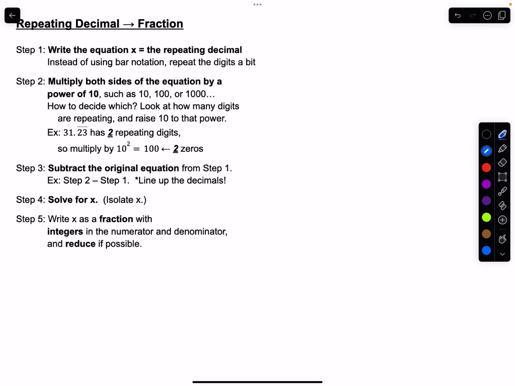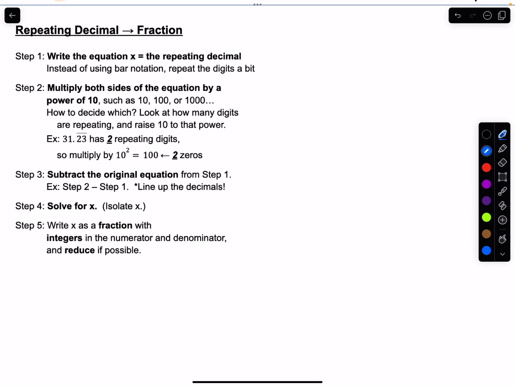All right, let's talk about how to take a decimal that's repeating and write it as a fraction. We know that all repeating decimals are rational numbers, which means they can be written as a ratio or a fraction. And this is the process for how we do that. So I'm going to make up a number right now.